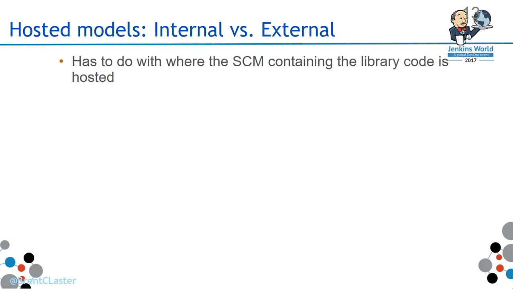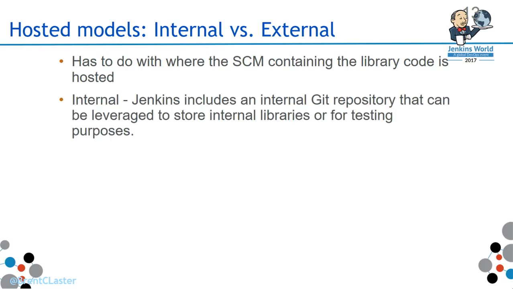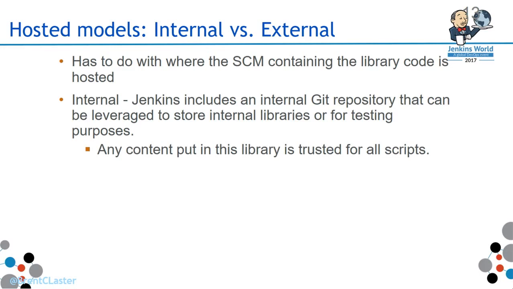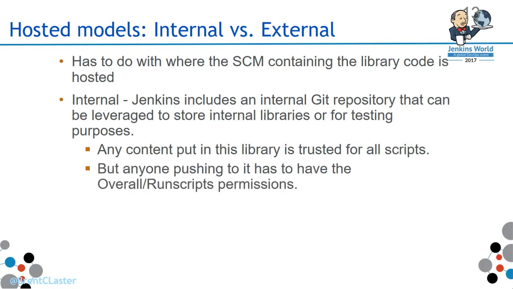So this has to do with where the SCM, or the source control management system containing the library code, is hosted. Internally, Jenkins has an internal Git repository that can be leveraged for things like storing internal libraries, testing purposes, maybe doing some code reviews, staging some changes in there too. Probably not used very widely. It was kind of a precursor to a lot of the shared library stuff, but it's still there. Might be useful to you at some point, so I have mentioned it in here. Any content in here is trusted for all the scripts.